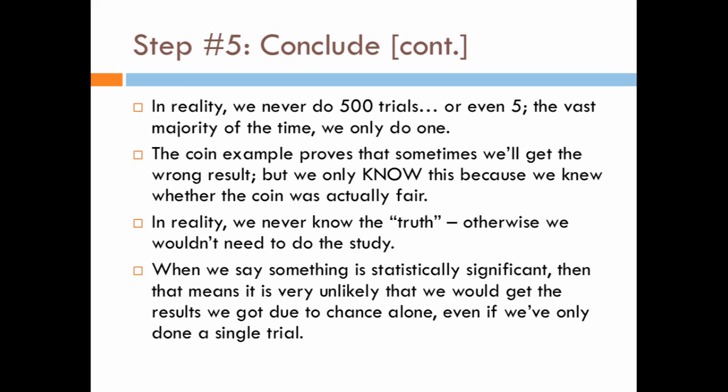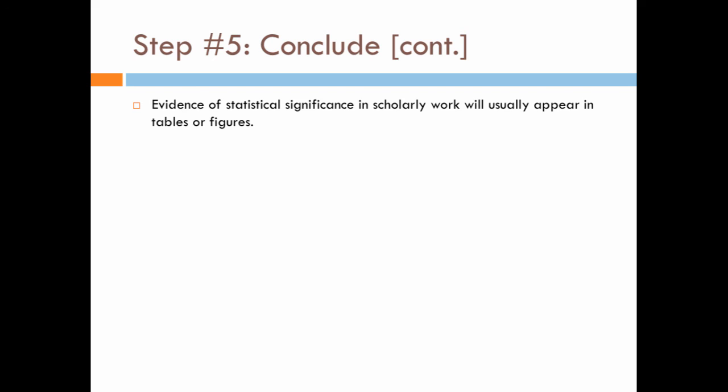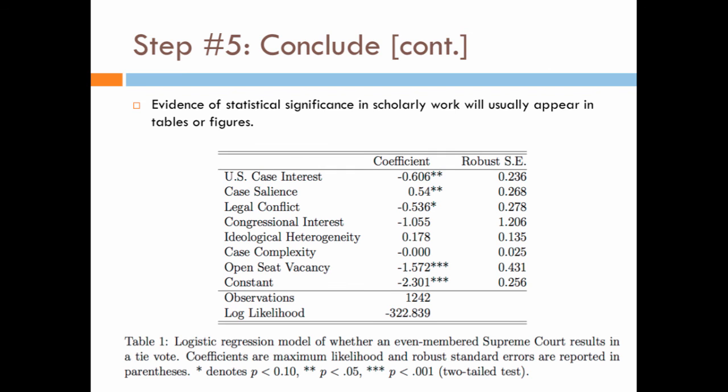So when we say that something is statistically significant, that means it is very unlikely that we would get the results we got due to chance alone, even if we've only done a single trial. Evidence of statistical significance in scholarly work will usually appear in tables or figures. I want to spend a couple of minutes walking through how to decipher the types of tables you'll encounter in this class and other social science courses.